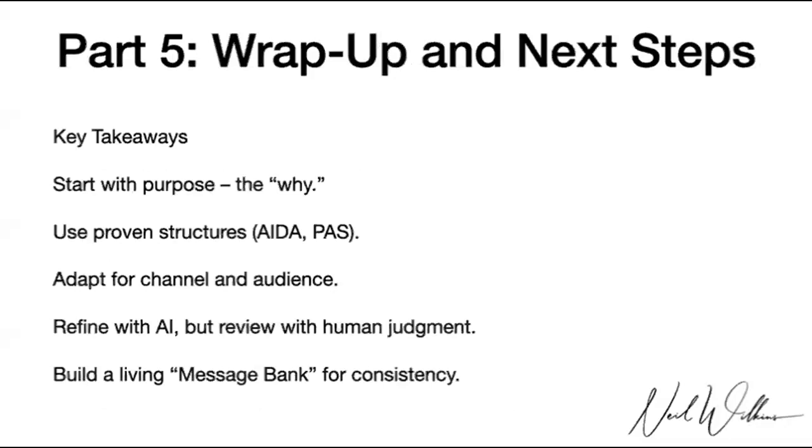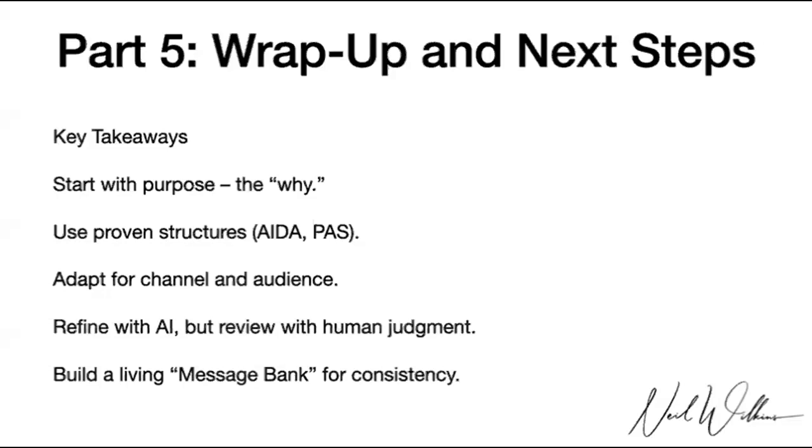So the key takeaways here in creating marketing messages with purpose: start with purpose, the why. Use proven structure, AIDA, PAS, whatever it is you choose to do, that is an important way to keep the consistency. We've said consistently here as well, adapting for the channel and the audience, really thinking and reflecting on what's in it for them. That's key. Refine with AI. Yes, obviously, AI can really help you, really supercharge what you're doing, but review with human judgment. That is so, so key. Do not leave it to the AI to make the final version. Yours is the final decision.